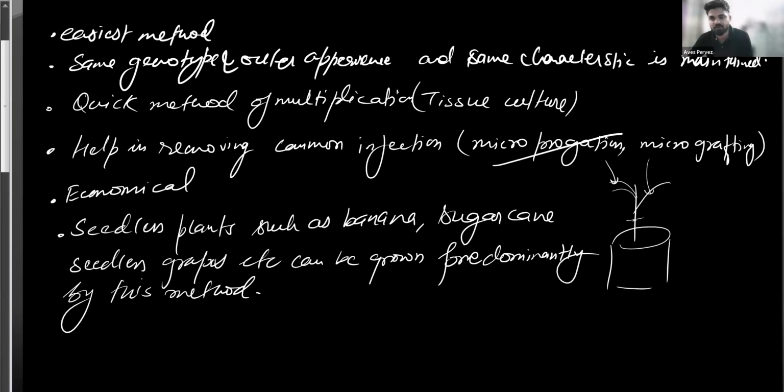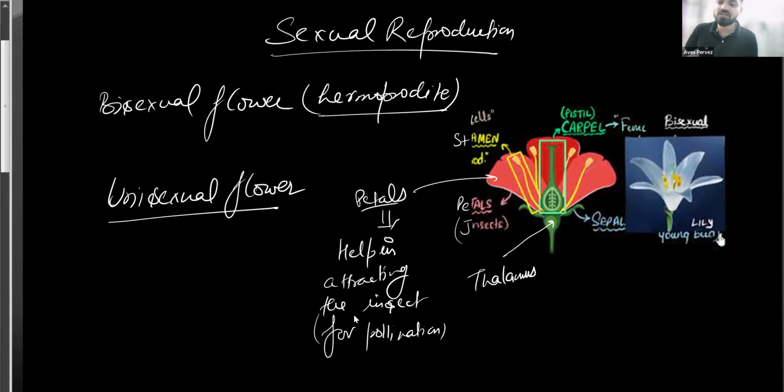Okay. So that is a sexual method of reproduction. In sexual reproduction, we have the flowers. Flowers can be of two types. One is the bisexual flower, which has both male and female reproductive organs in the same flower. And one is the unisexual flower, which has only either male or female reproductive organs.